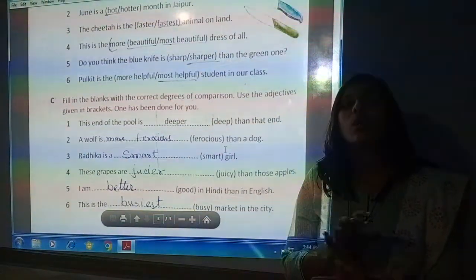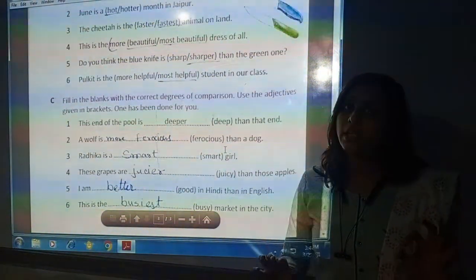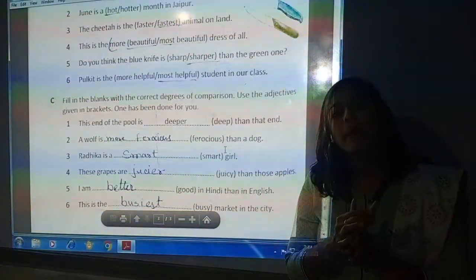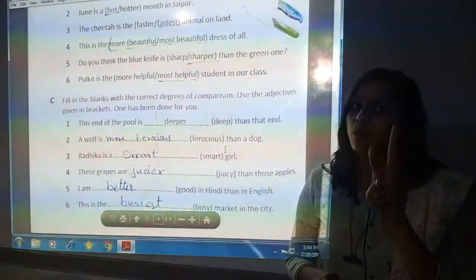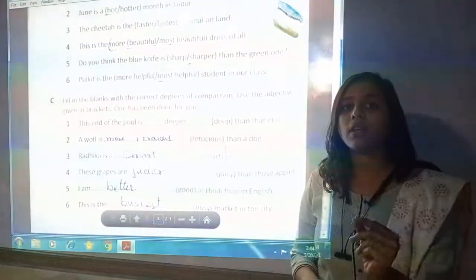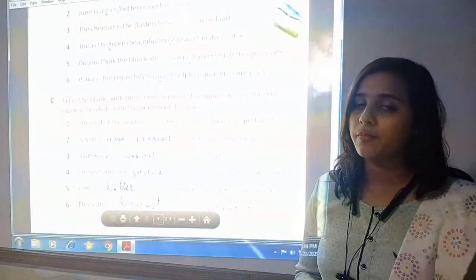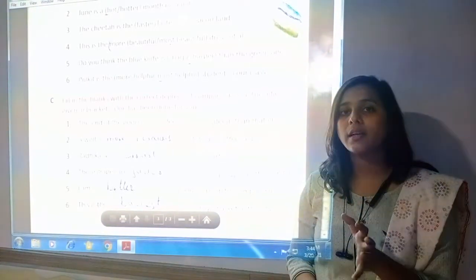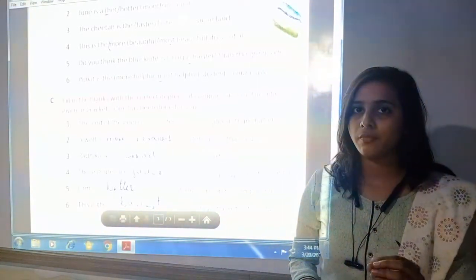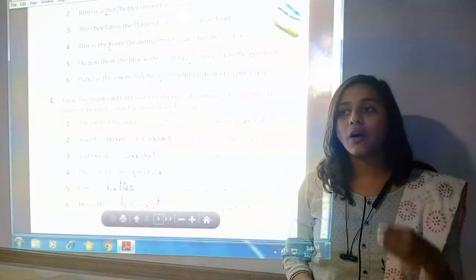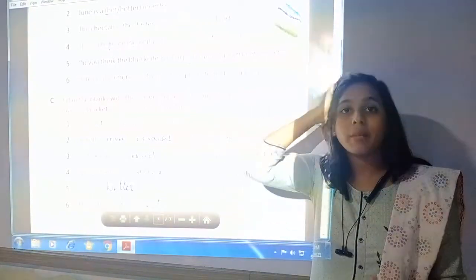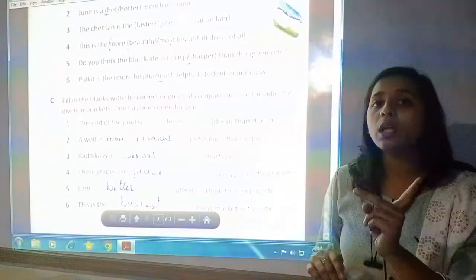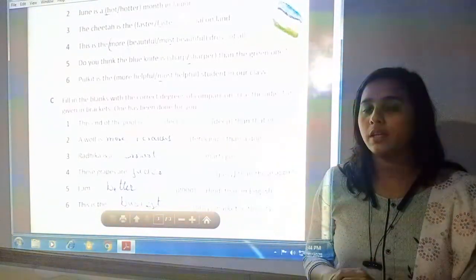In positive, no comparison is made, so adjective will be in its original form. In comparative degree, two nouns are compared having common adjective. So in that, more or er is added to the adjective. And how can you identify that this is comparative degree? When you see then and when you see two nouns, that is comparative degree.